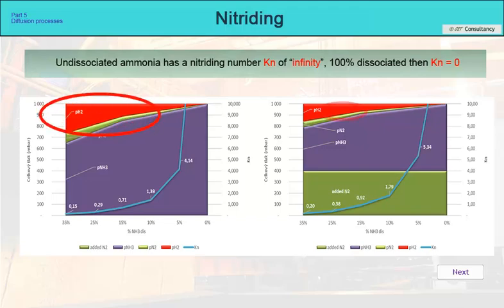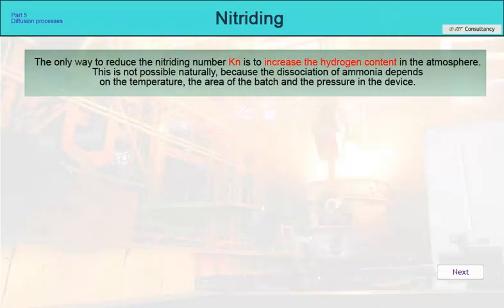If we draw it on a graph, we see it even more clearly. On the left is an atmosphere of pure ammonia with varying degrees of dissociation, and on the right is an atmosphere with 60% ammonia and 40% nitrogen. The partial pressure content of hydrogen was significantly reduced by the addition of nitrogen, and the nitriding number increased proportionally. The only way to reduce the nitriding number Kn is to increase the hydrogen content in the atmosphere.